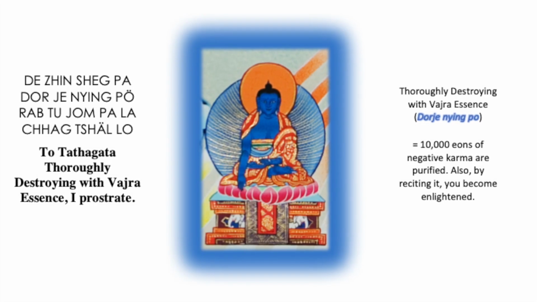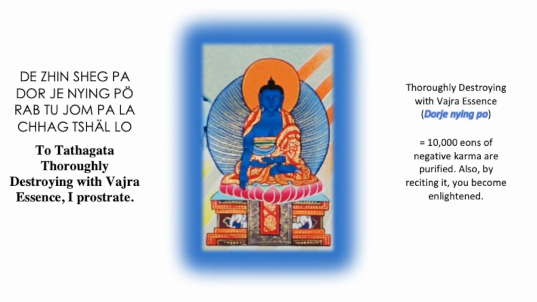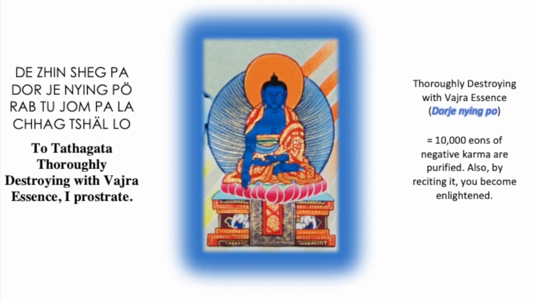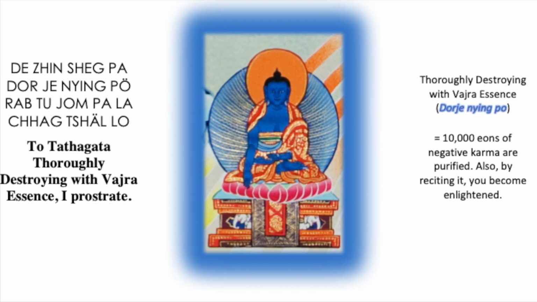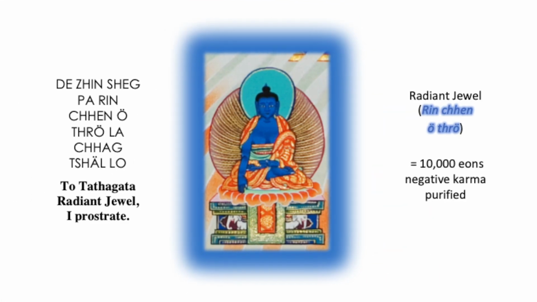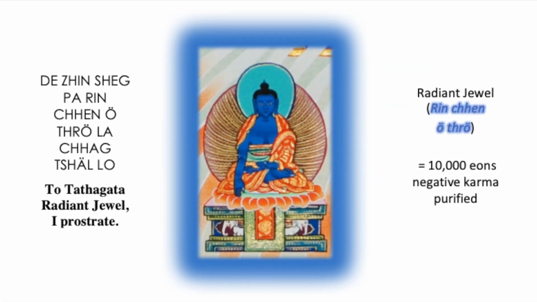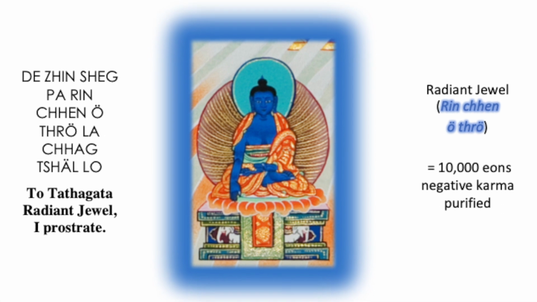To Tathagata thoroughly destroying with Vajra essence, I prostrate. To Tathagata radiant jewel, I prostrate.